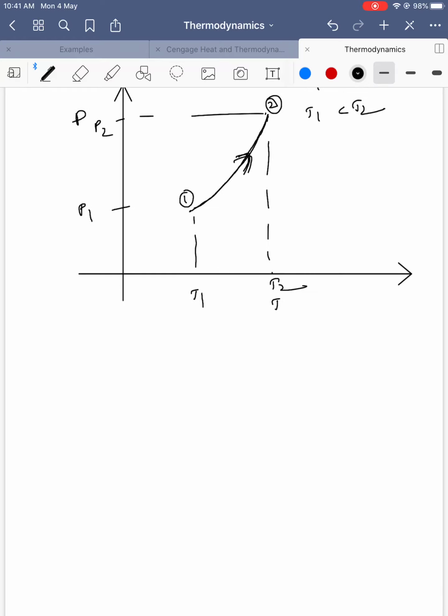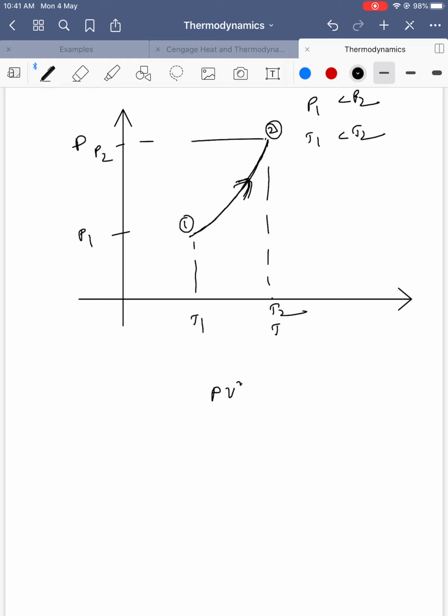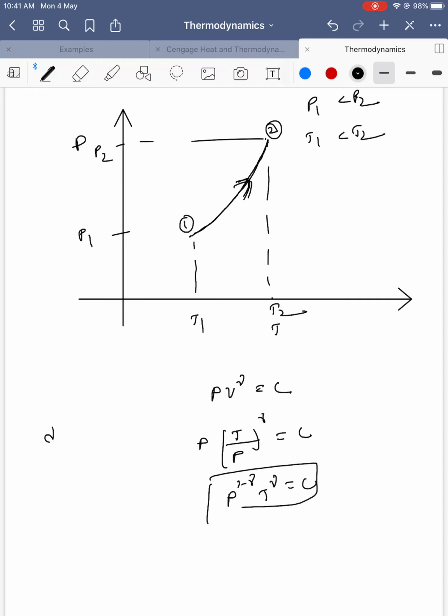To find the slope of this again, to get the relation for pressure, PV power gamma is equal to constant. We can replace V with nRT by P, so nRT by P, power gamma, is equal to constant. So P power 1 minus gamma, T power gamma is equal to constant. To get the slope dP by dT, you can differentiate this expression, and you will get the slope.